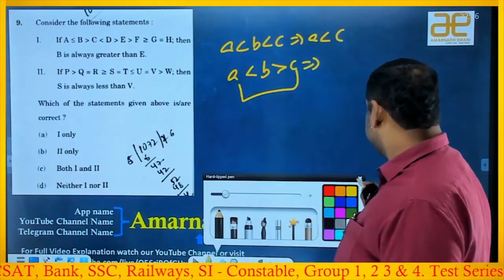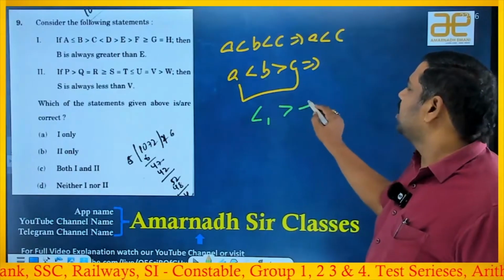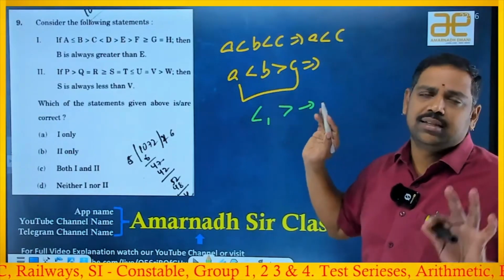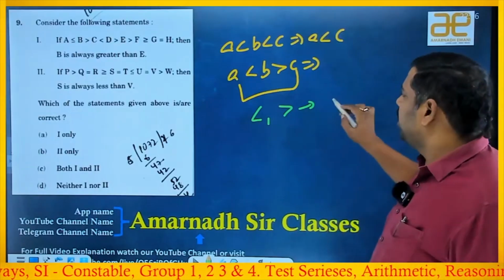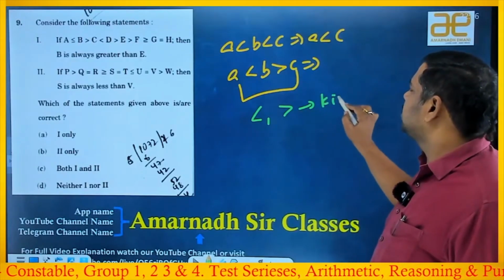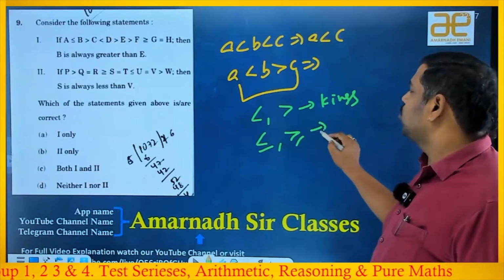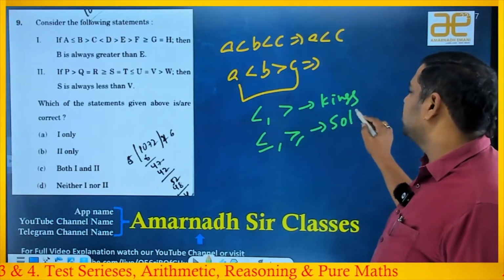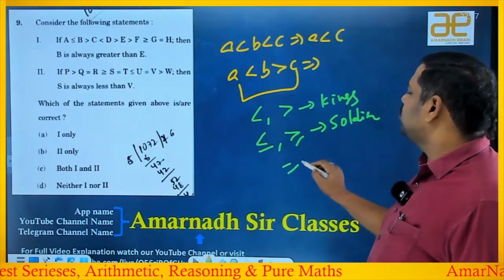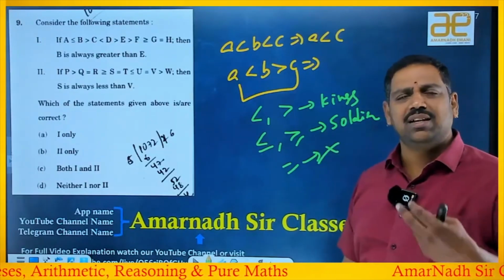Similarly, we will say that less than and greater than are kings. Once the symbol gets changed, the answer cannot be determined, surely. Less than and greater than are kings, which means more priority goes to them. Less than or equal to and greater than or equal to are soldiers, which means less priority. Is equal to means no need to consider, just ignore it.